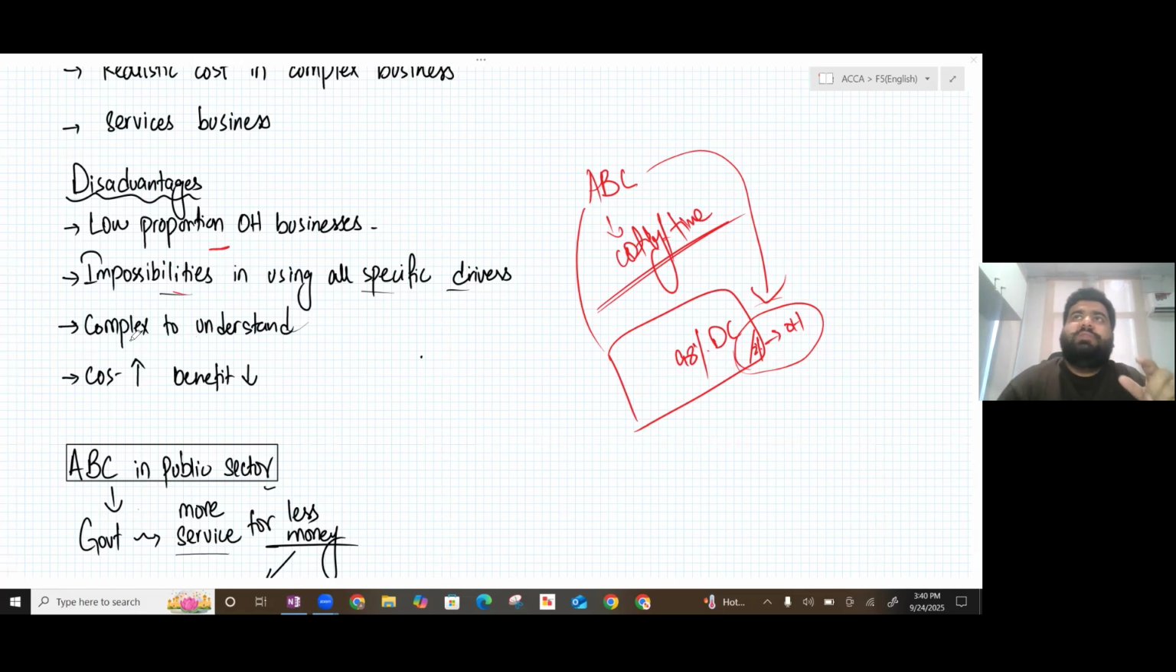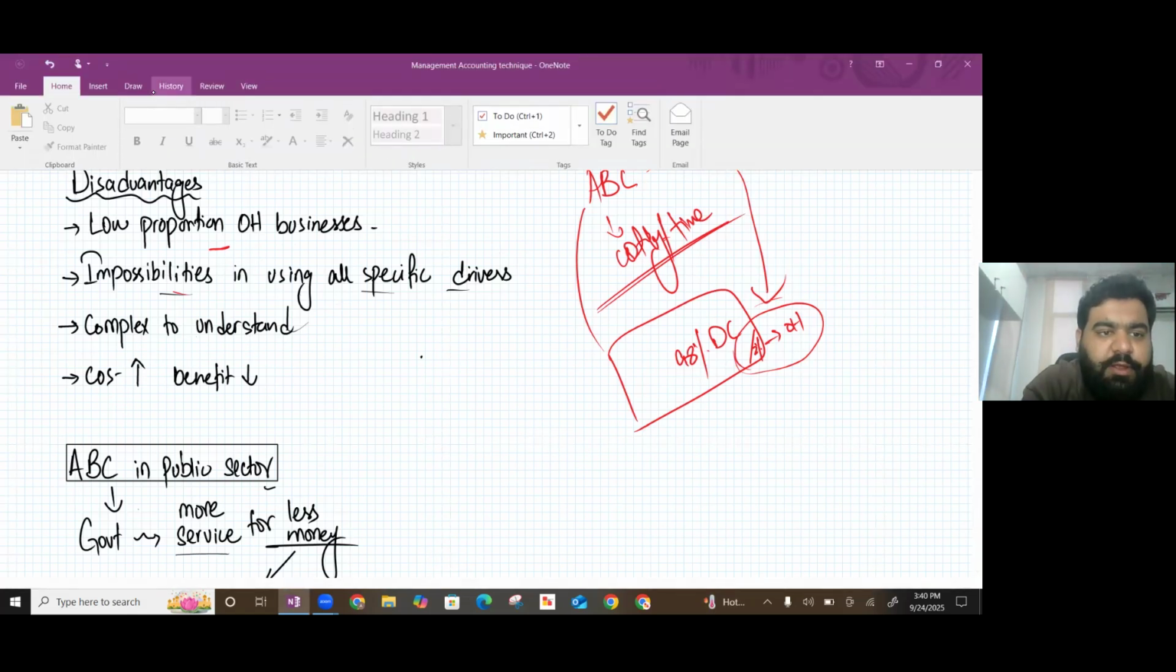So these overheads, now what activities should I assign? What activity should I assign to electricity cost? What activity should I assign to cabins, fans? What activities? The cost incurring from there. What activities will I identify? It is time consuming and costly. In practical life, it's time consuming, right? So it's complex to understand.